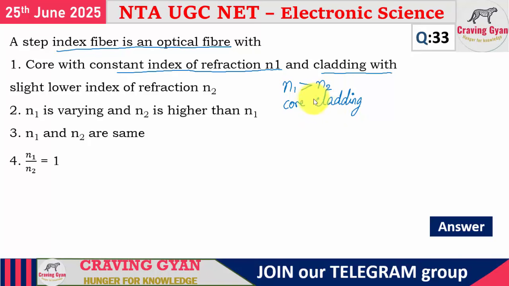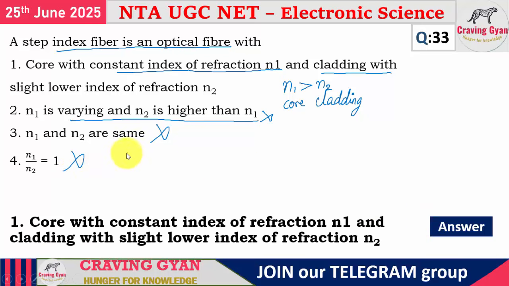In the case of single mode, N1 you are not going to vary. N1 is varying and N2 is higher than N1, which is wrong. N1 and N2 are same. No. If it is same, then you will not be getting reflections and all. N1 by N2 is equal to 1, nothing but they are telling it is same, which is wrong. So the corresponding option that is going to follow is option 1 is correct, nothing but the refractive index of core will be greater than cladding.